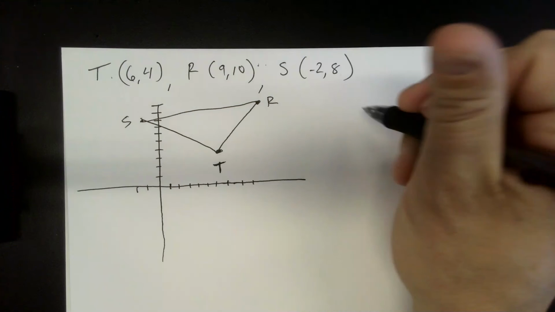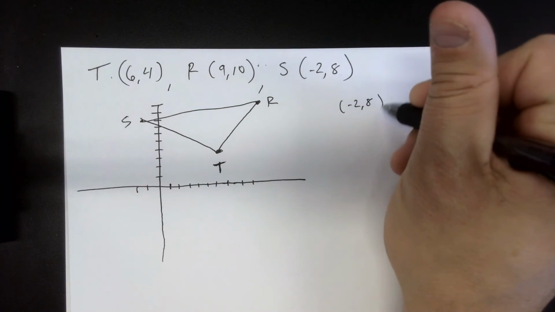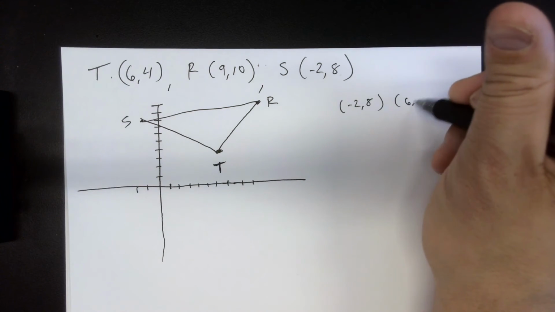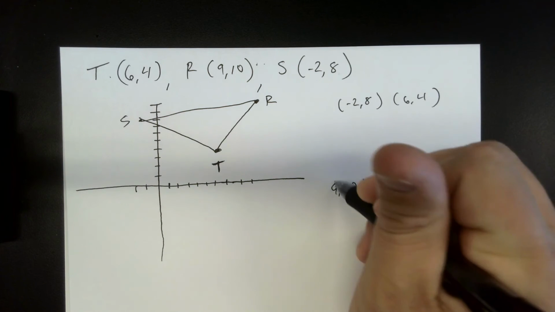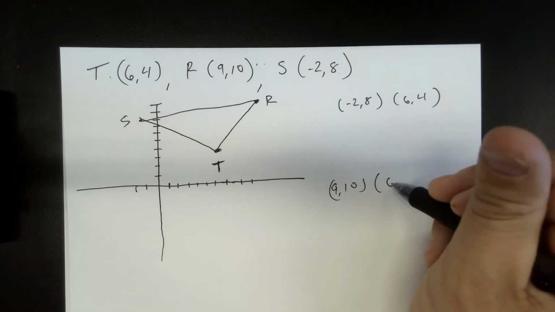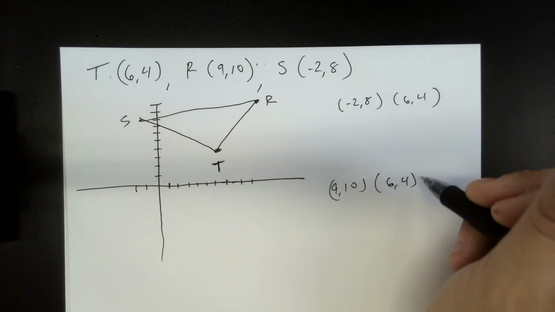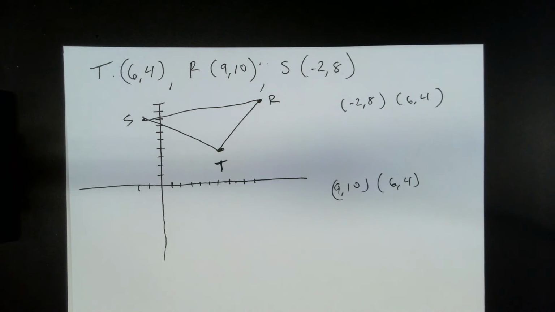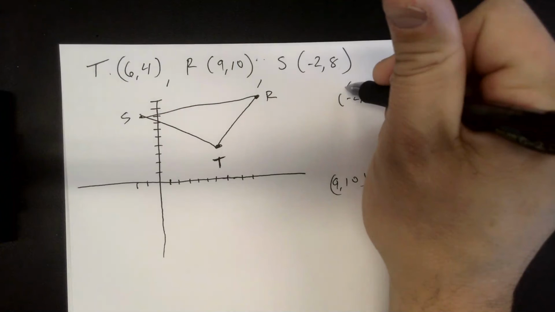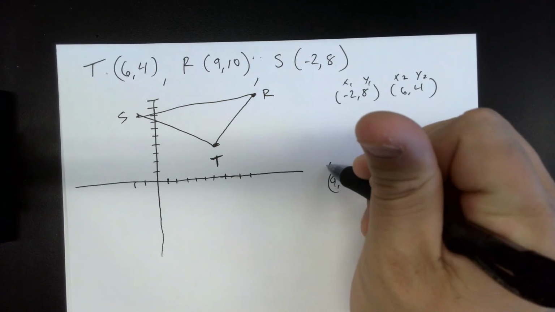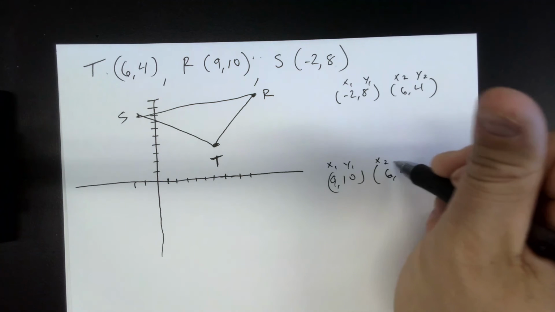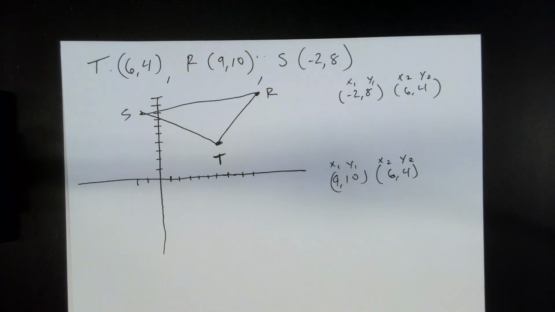So, S is (-2, 8) and T is (6, 4). And then we're going to find the slope again, R (9, 10) and T (6, 4). So I want you guys to go through and find the slope between those. Go for it. This is my x1, my y1. I want to see pencils moving on papers. Go. I want to find the slope between those two points.